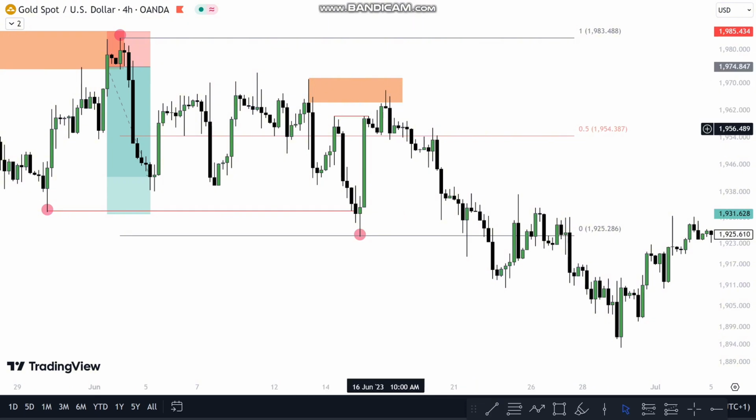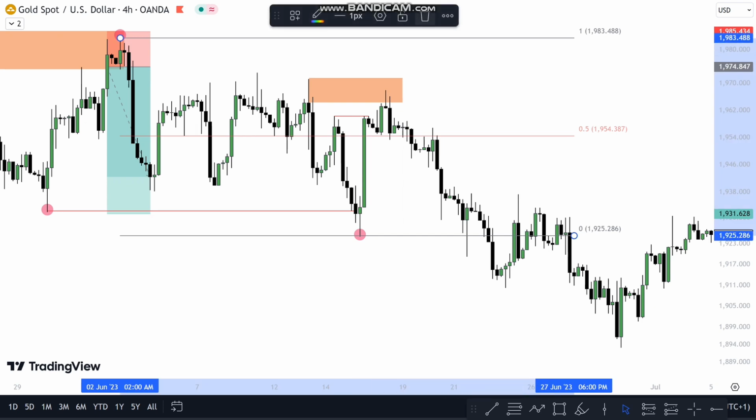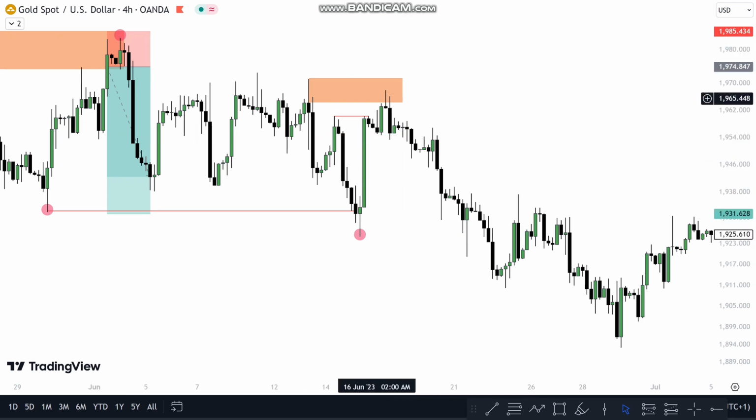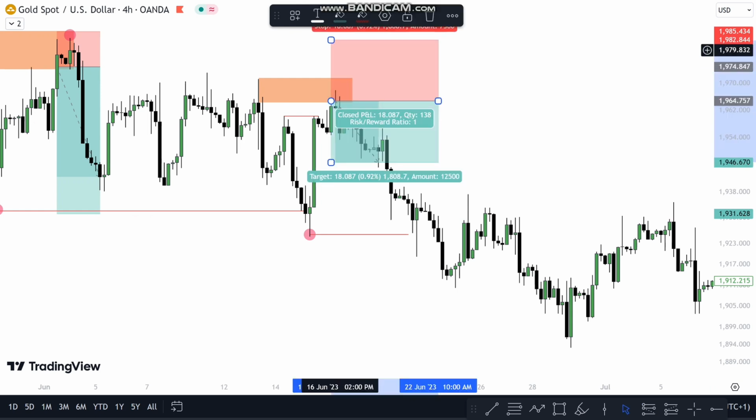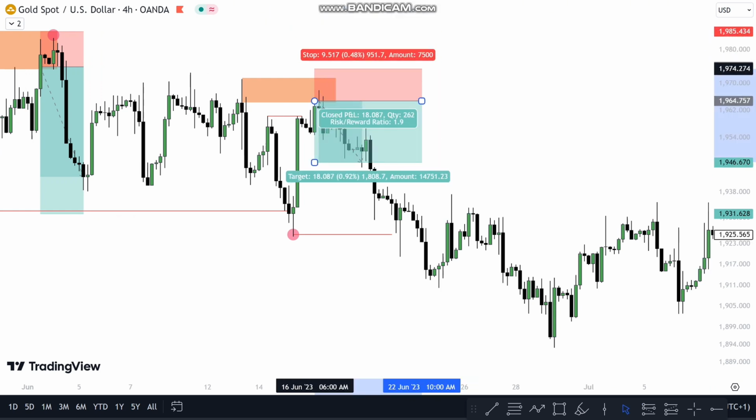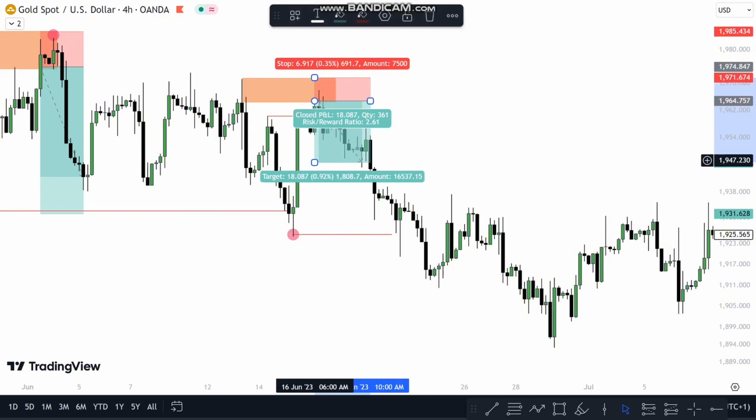This is an inducement, more like a liquidity, and price has formed this high. After this break of structure, price pushed back down and broke structure. Okay, and if you have entered around this area on your supply area here, you would be targeting where?